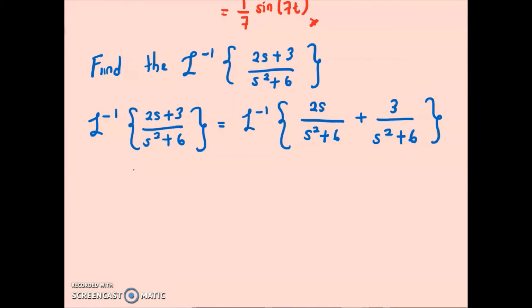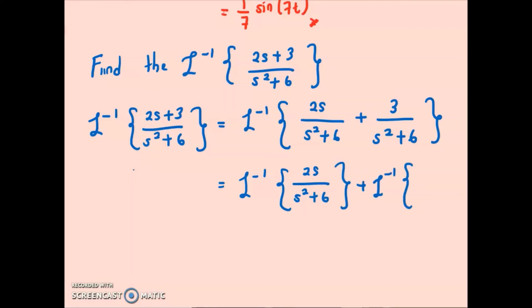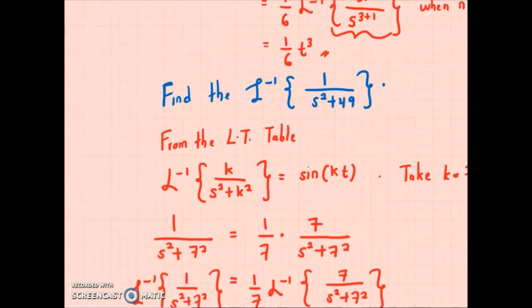Okay, once we get this form, now I can separate by the inverse Laplace transform property, where I can write this as the inverse Laplace of 2s over s squared plus 6 plus the inverse Laplace of 3 over s squared plus 6. Now what do we do here? What does this form look like? One looks like cos. One has the sine Laplace transform term here. So let's look at our Laplace table. So we can have these two forms.